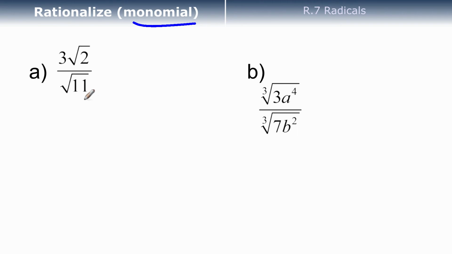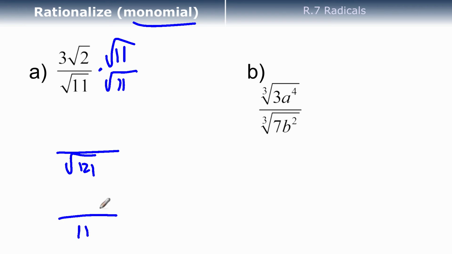So if I just have one term on the bottom, the easiest way to get rid of that is to multiply the bottom by root 11 and multiply the top by root 11. Now you do that because on the bottom you're going to get root of 121, and root of 121 is one of those perfect numbers, so it comes out to just plain 11. And notice now I don't have a radical on the bottom.